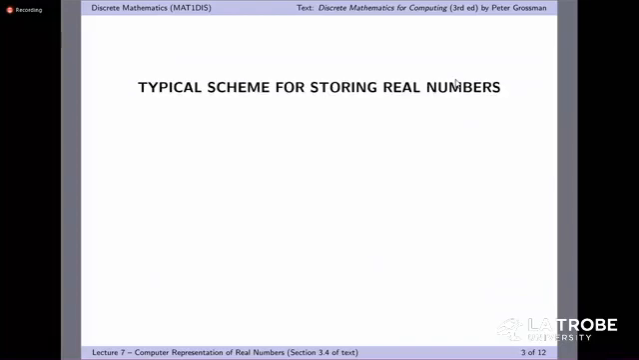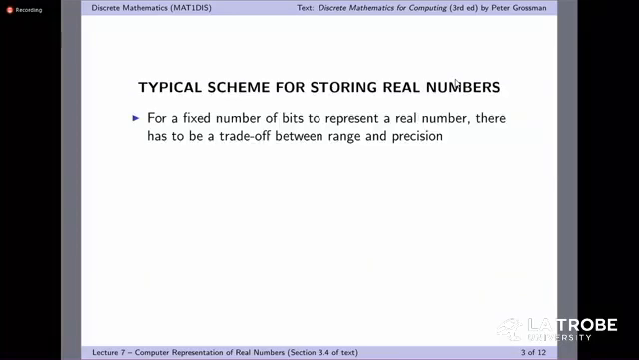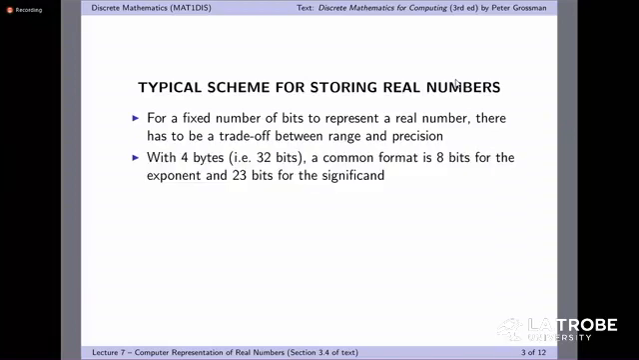So what's the typical scheme? For a fixed number of bits to represent a real number, there has to be a trade-off between range and precision. Of course, I'm splitting 31 bits into range and precision, so I can move around. I have some flexibility. Right?